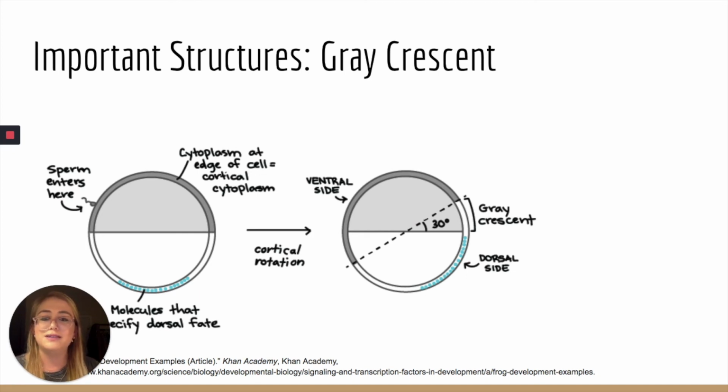Now, the reason that the gray crescent forms is actually because it's a mixture of the black appearance of the animal pole and the white appearance of the vegetal pole. And this is because after the sperm enters the egg, basically the cell is going to rotate a little bit so that there's a little bit of mixing. As you can see in this image, it rotates about 30 degrees, and that's where the gray crescent forms.